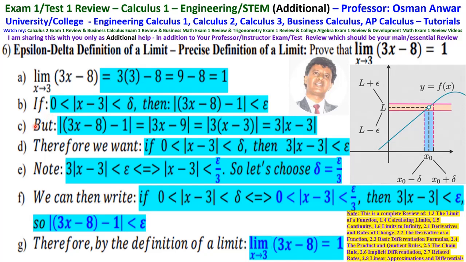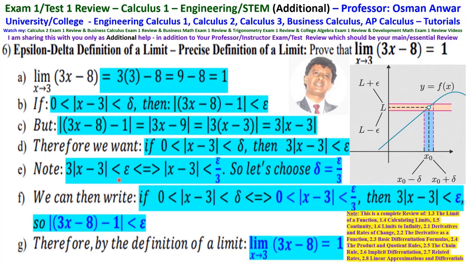So now C is, look at the absolute value of 3x minus 8 minus 1, which is equal to the absolute value of 3x minus 9, which is equal to, if you factor out 3, the absolute value of 3 times x minus 3, which is equal to 3 times the absolute value of x minus 3. Therefore, we want, if the absolute value of x minus 3 is between 0 and delta, then 3 times the absolute value of x minus 3 is less than epsilon.